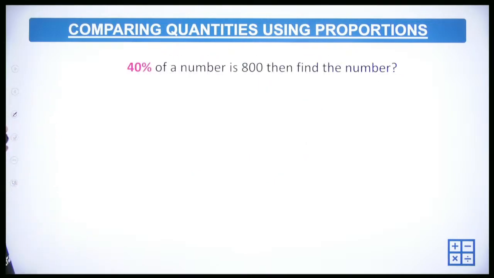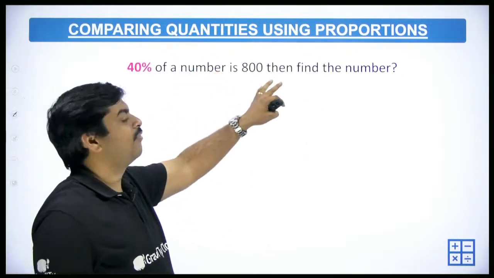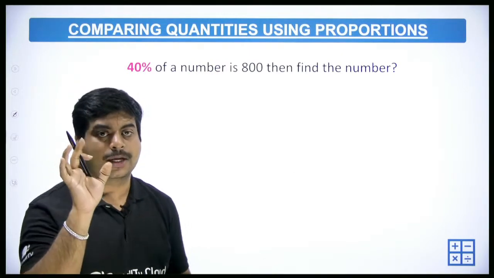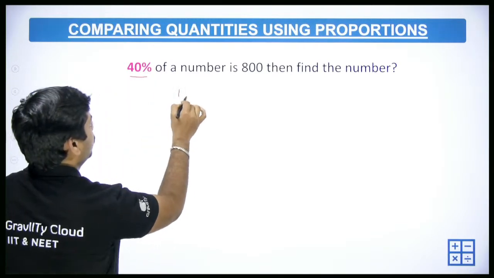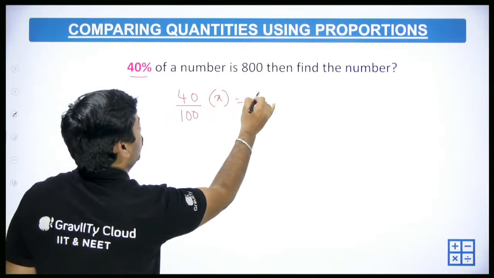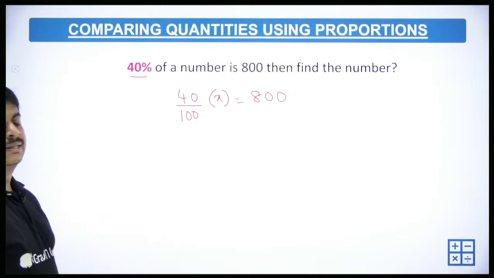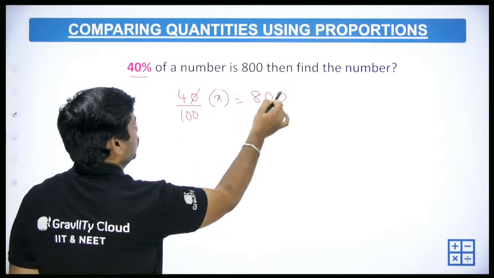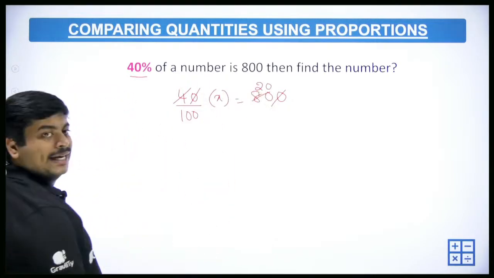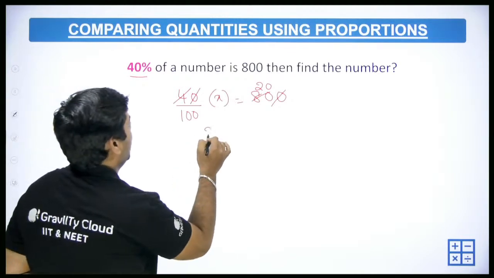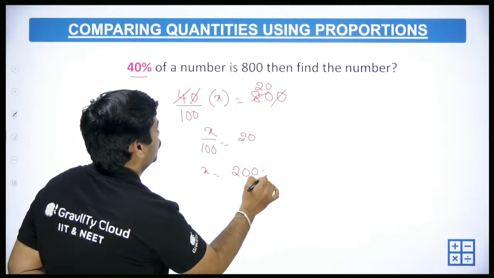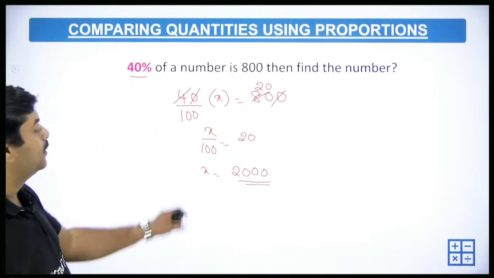Next one. 40% of a number is 800, then find the number. 40%, I told you percentage means per 100. So 40 by 100 of a number, what is that number? We don't know. Of a number X is equal to 800. So this 0 and 0 gets cancelled. Okay. 4 and 4 20s are 80. So X by 100 is equal to 20. So X is equal to 2000.